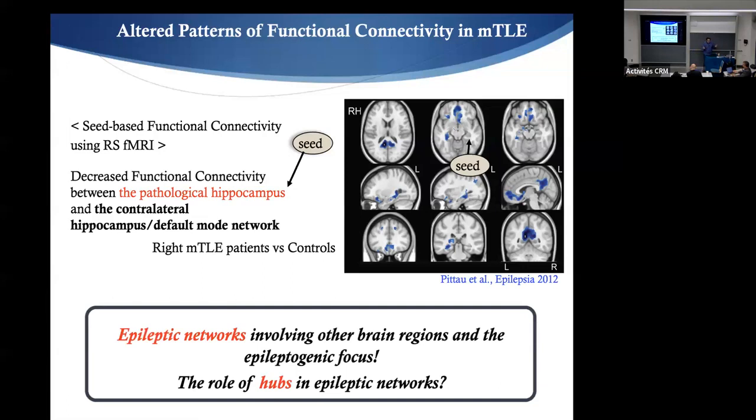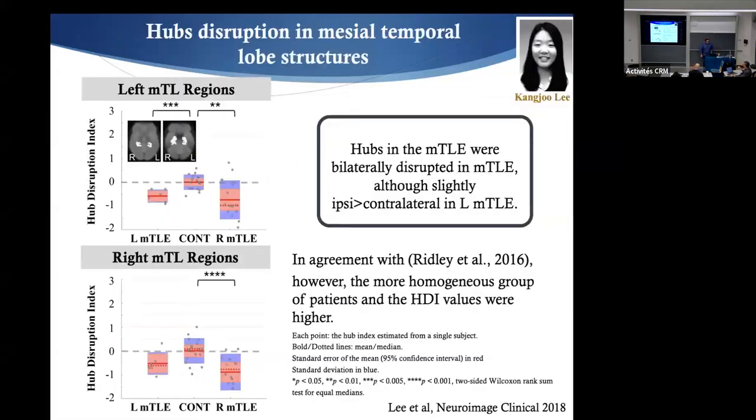And we wanted to evaluate that on hubs. Do those regions show reorganization in terms of hubness? And it looks like yes, because here we propose a metric to measure what we call the hub.